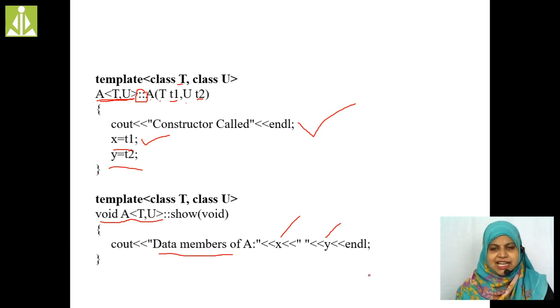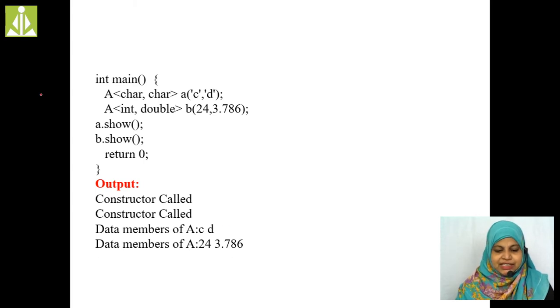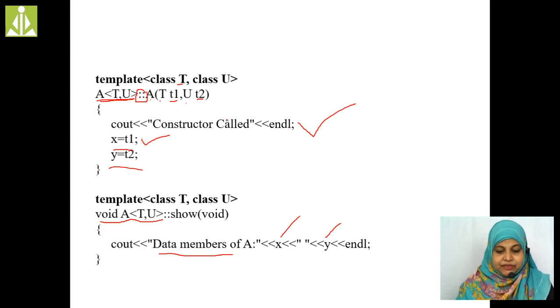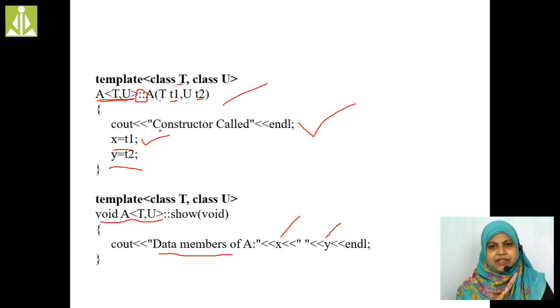Why? Because in this class constructor, we are going to pass X comma Y values. Up to here, one constructor is there. In this constructor we are passing two parameters. Those two parameters are related to two different classes.